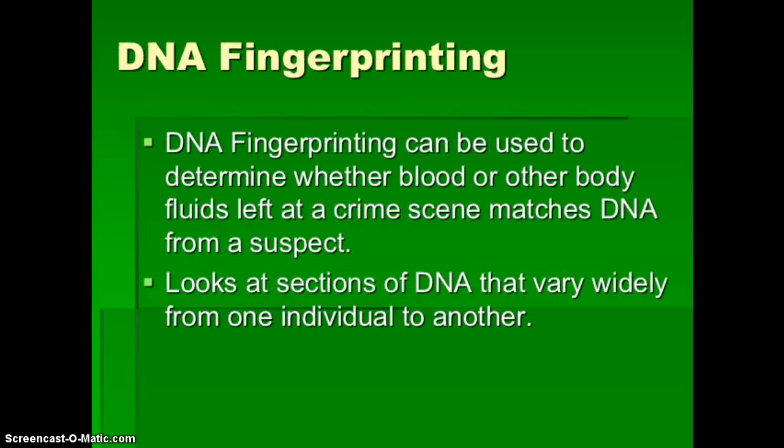The last little piece is, again, DNA fingerprinting. DNA fingerprinting can be used to determine whether blood or other body fluids left at a crime scene match the DNA from a suspect. What it does is look at sections of DNA that vary wildly from one individual to another. Because our genetic DNA and our sequencing is so different, they can use this, get a piece of it, code it, sequence it, and determine how close it is to a potential suspect.